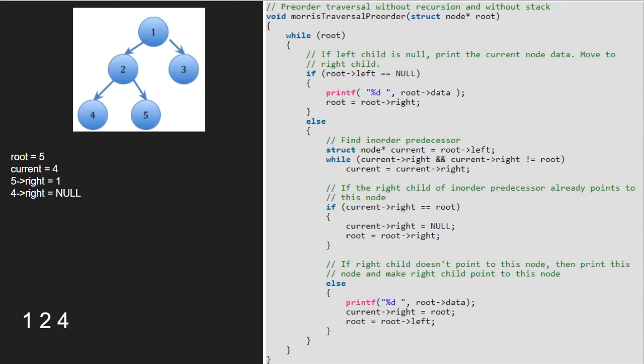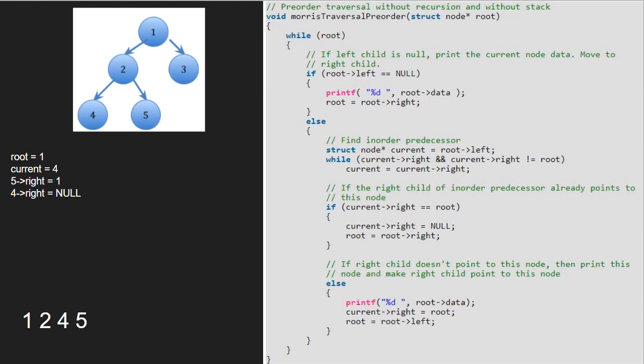We continue with the while loop as root is not null. Now, root's left child is null, so we print root. Hence, 5 is printed. We set root to root's right. We had set 5's right as 1. Hence, root will point to 1. We continue with the while loop.